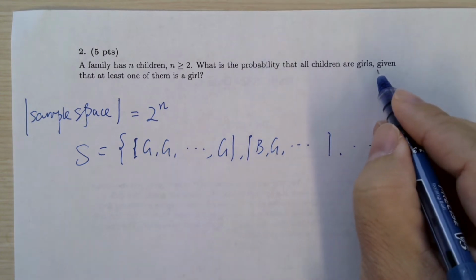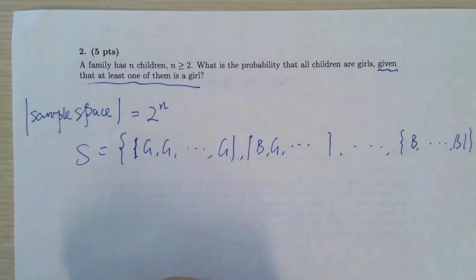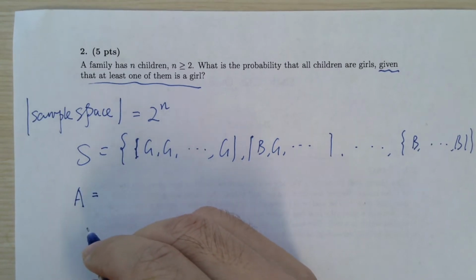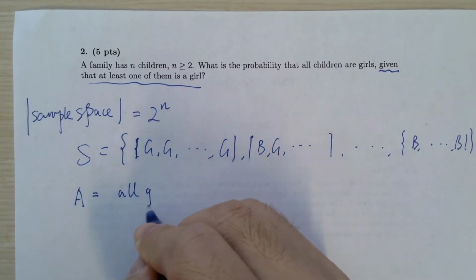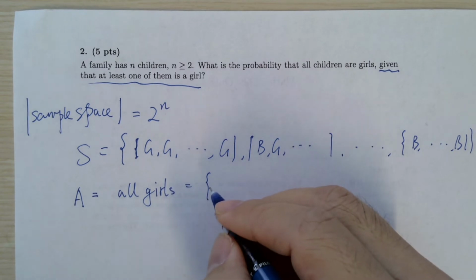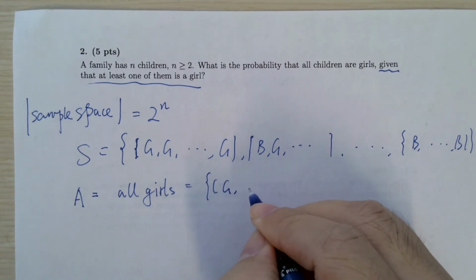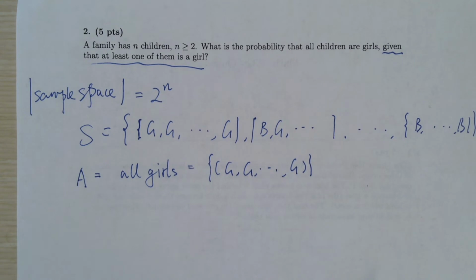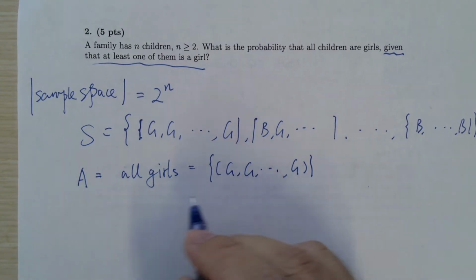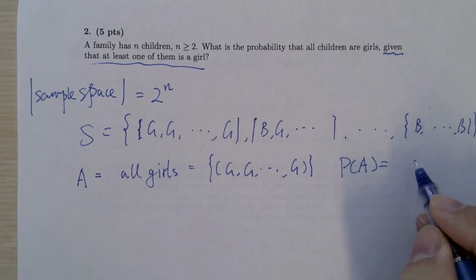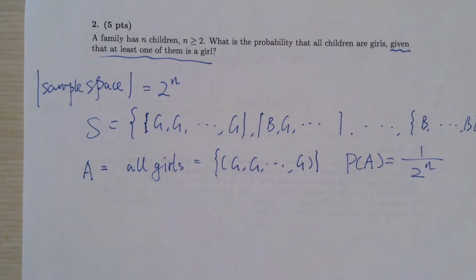And clearly, this is a conditional probability. If we set the event A as all girls, that is going to be one element. So this is the event A, and we know that the probability of A is going to be 1 out of 2 to the power n. Okay, so we know that piece.